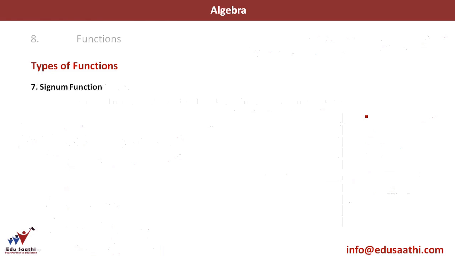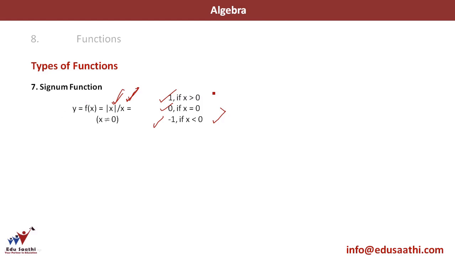The next function is the Signum function. The definition of a Signum function is mod x by x. So if the value of x is positive, my answer would be 1. If the value of x is 0, it will be 0. And if the value of x is negative, mod x would be positive, this will be negative, my answer would be minus 1. So the output of a Signum function would either be minus 1, plus 1 or 0.